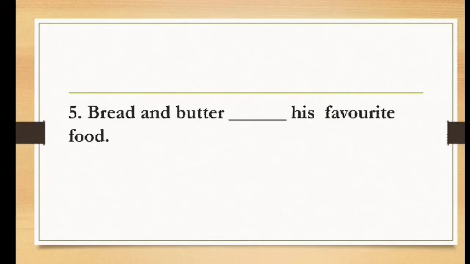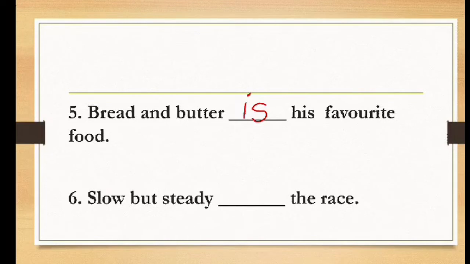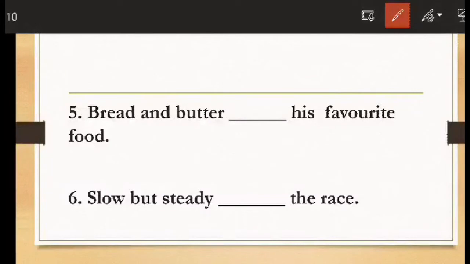Let's see the next sentence. Bread and butter. This is a very easy one, right? Bread and butter is his favorite food. The similar idea: though bread and butter are two different food items, still bread and butter is his favorite food. Let's see the next one. Slow but steady wins the race. Slow and steady are two different ideas, but it has been used as a singular form. For example, slow wins the race or steady wins the race. That means slow but steady wins the race.